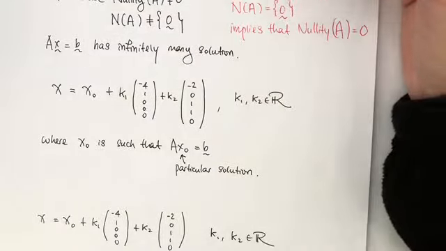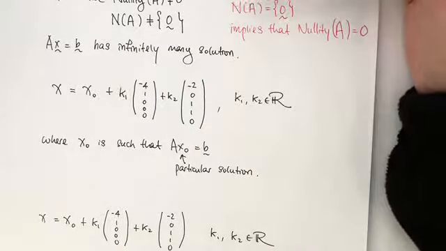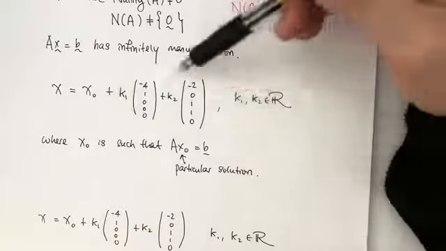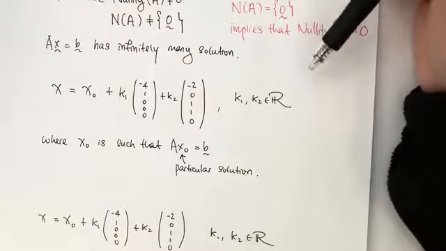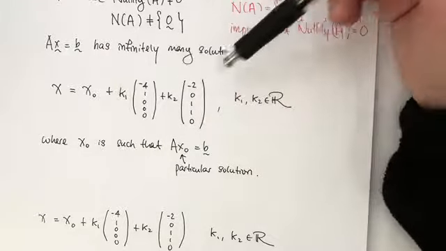B. Also from these general solutions, you can see that whether the system has a unique solution or infinitely many solutions will depend on whether the null space consists of just the 0 vector or consists of non-zero vectors like the one that we have here.